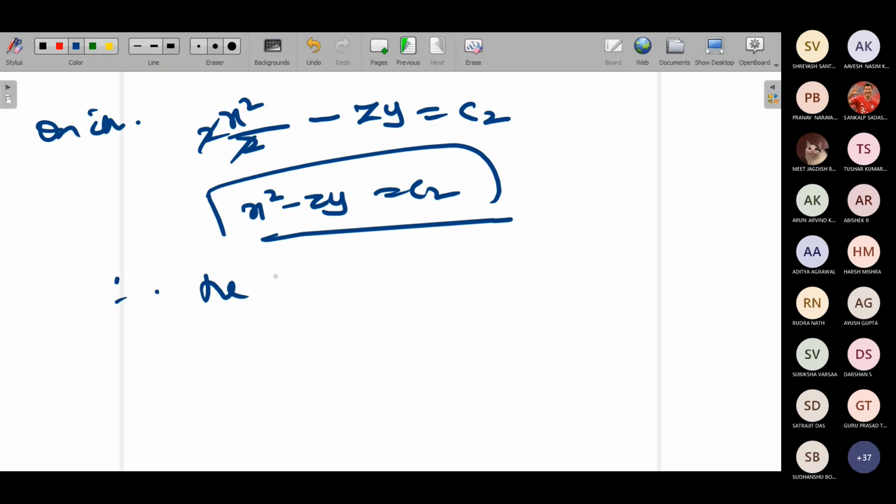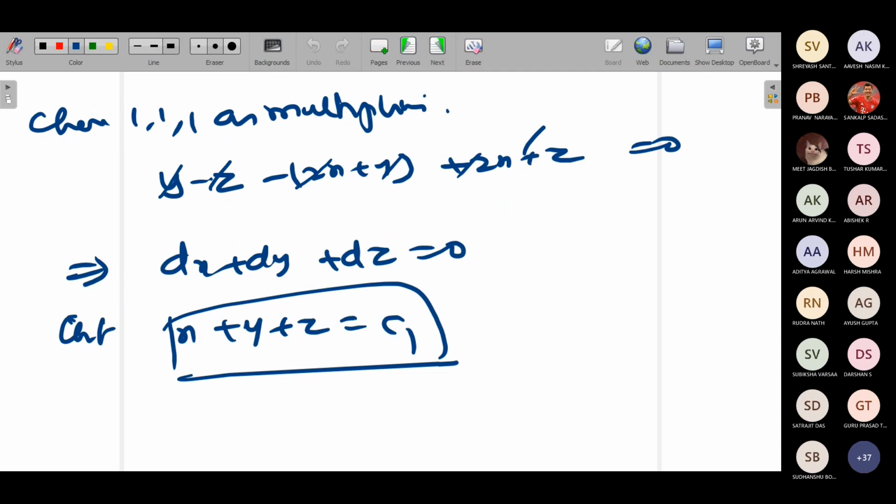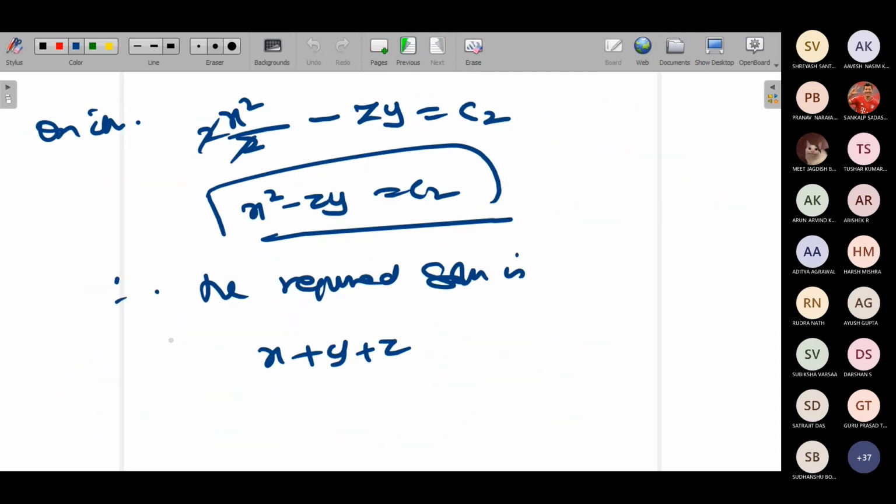Therefore, the required solution is, what was the first solution we got? x plus y plus z, right? Yes, x plus y plus z. So phi of x plus y plus z, comma x square minus zy is equal to 0. Did you understand?